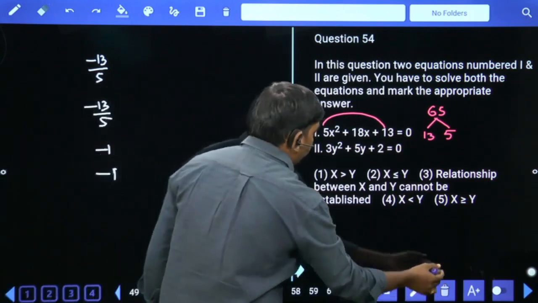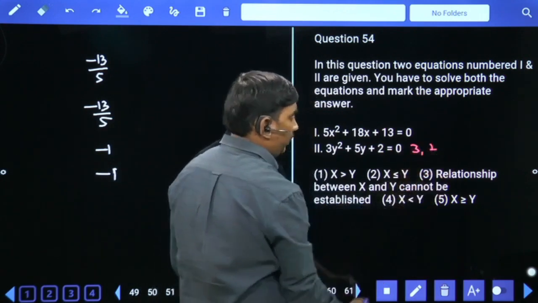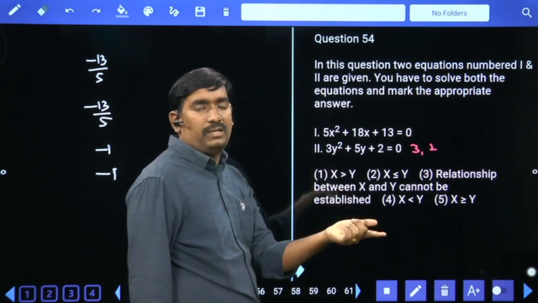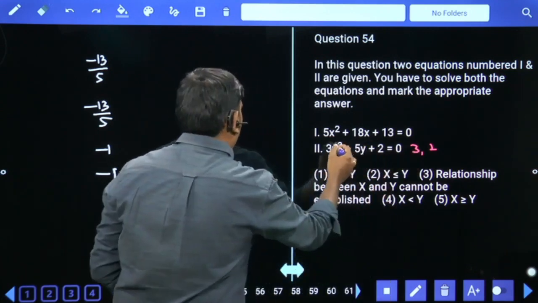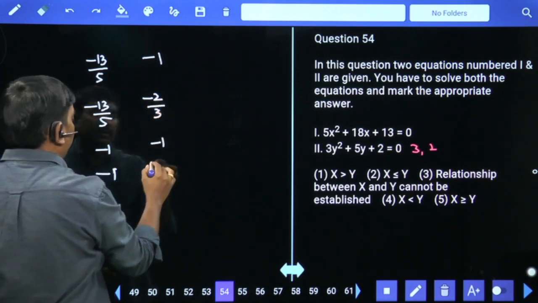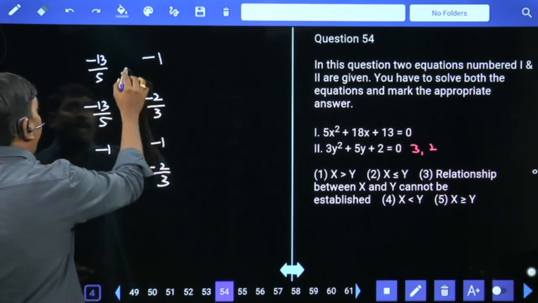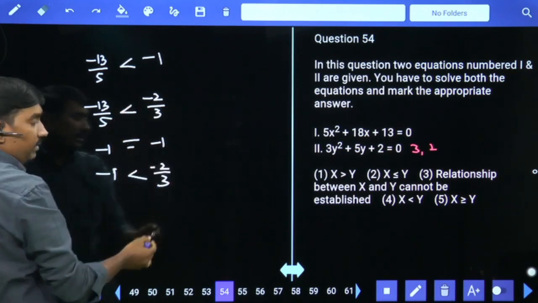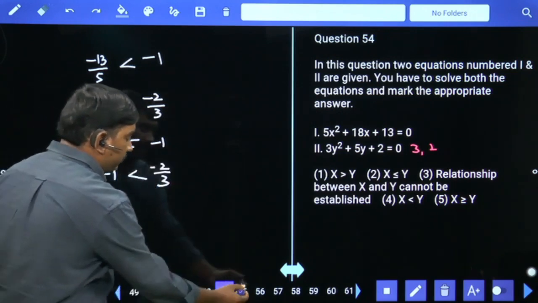3 2s are 6. Factors also 3 comma 2 only. Plus 3 plus 2 will give us plus 5. Finally, minus 3 minus 2. Minus 3 by 3 means minus 1, minus 2 by 3. Minus 1, minus 2 by 3. Less than, equal, less than. X less than or equal to Y.